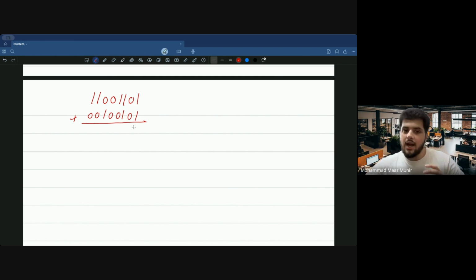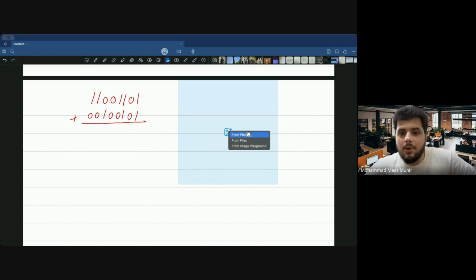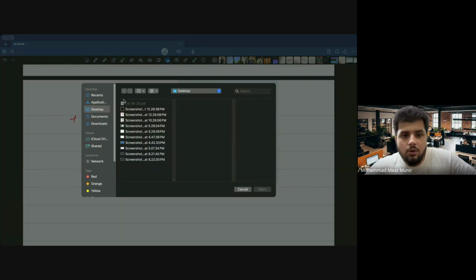So how do I add it? There are some rules which you need to memorize first. Let me add the picture up here from files, and I just download it. It's somewhere up here, downloads.